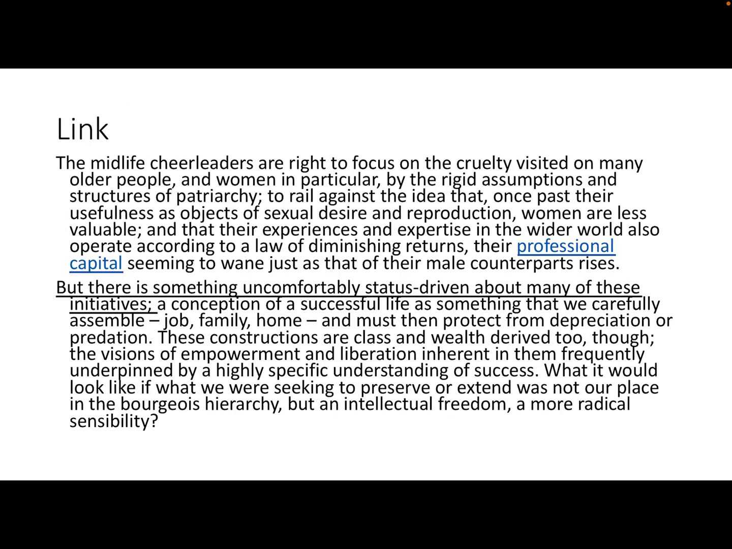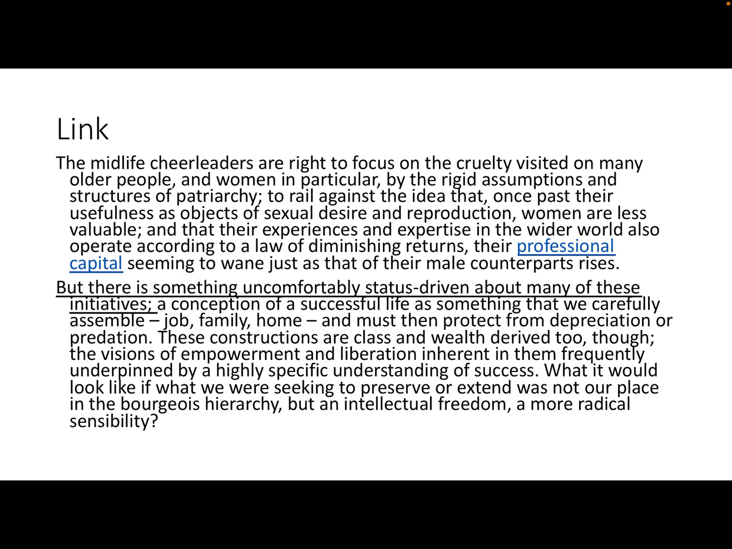Okay. Linking questions. The midlife cheerleaders are right to focus on the cruelty visited on many older people, and women in particular, by the rigid assumptions and structures of patriarchy, to rail against the idea that once past their usefulness as objects of sexual desire and reproduction, women are less valuable, and that their experiences and expertise in the wider world also operate according to a law of diminishing returns. Their professional capital seeming to wane just as that of their male counterparts rises.